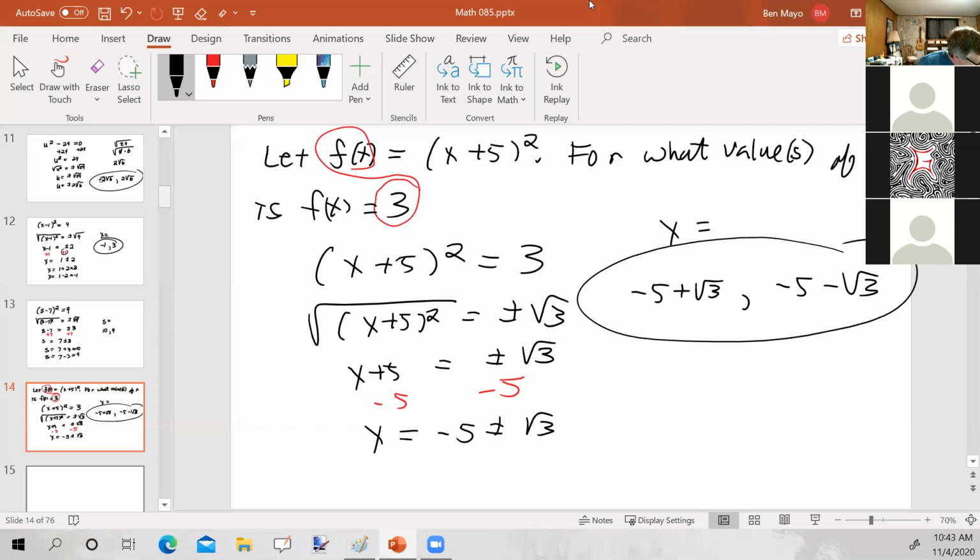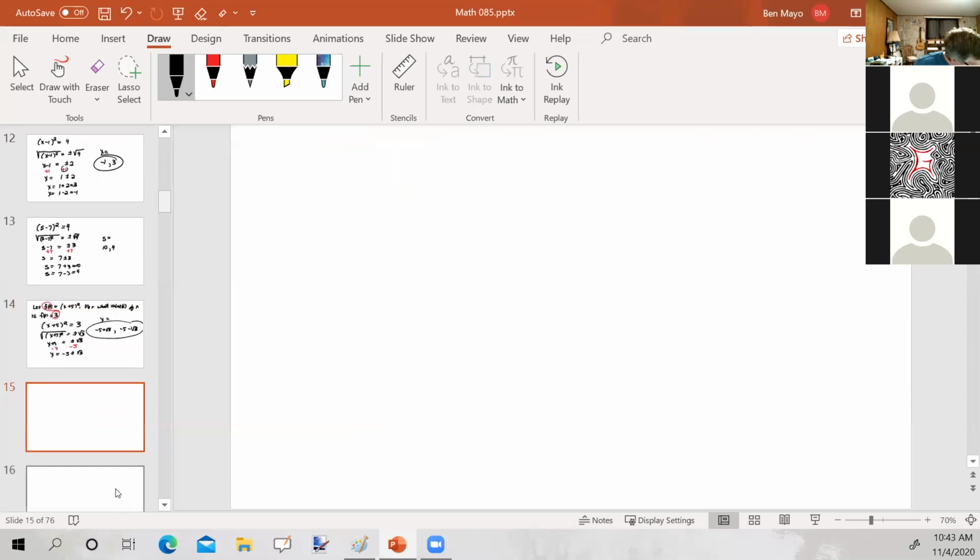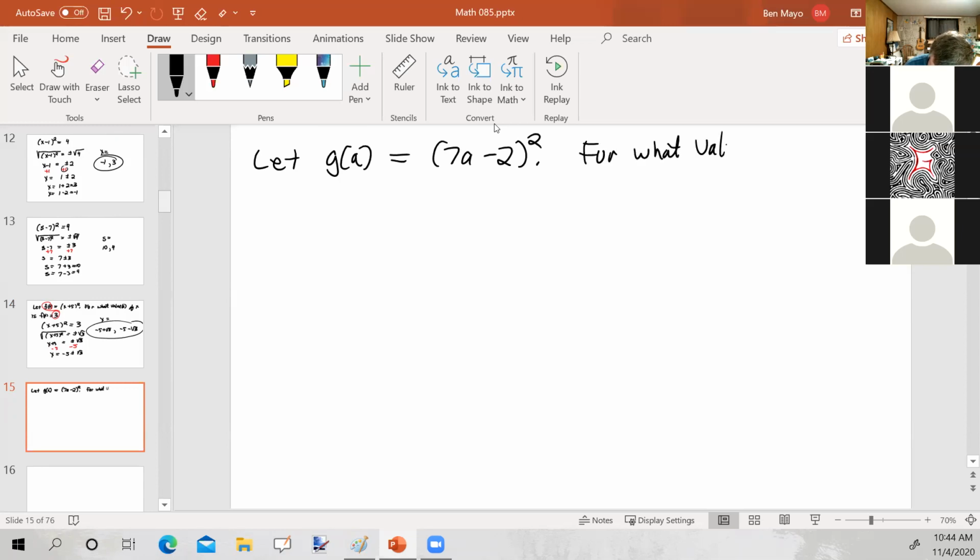All righty. Let's see here. Okay. This one says, let g of a equal the quantity 7a minus 2 squared. Then it says, for what value or values of a is g of a equal to 8?